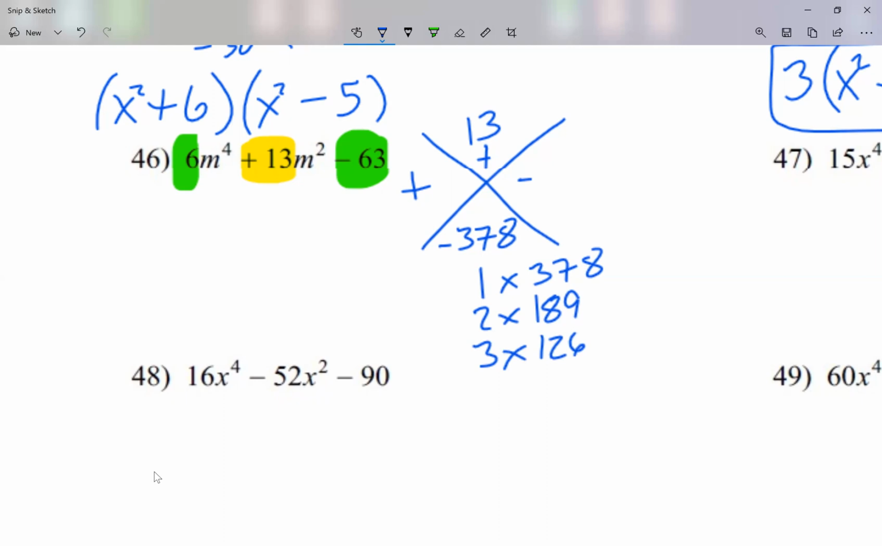Okay, so we got to try again. Believe me, it is going to eventually work. How about 4? 378 divided by 4 is a decimal. Okay, so that doesn't work then. How about 5?